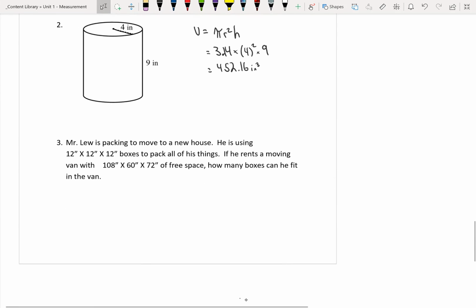In example 3, we have a word problem, so we can go through and highlight some important information as we read. Mr. Liu is packing to move to a new house. He is using 12 by 12 by 12 boxes to pack all of his things. If he rents a moving van with 108 by 60 by 72 of free space, how many boxes can he fit in the van? If you're wondering, these little symbols here just refer to inches.